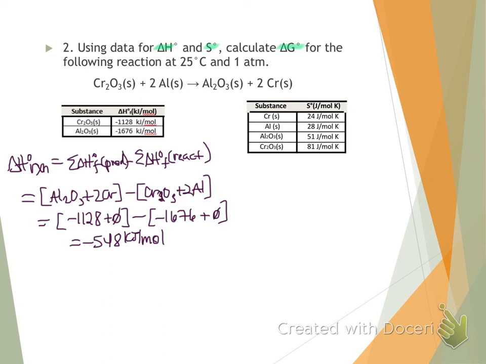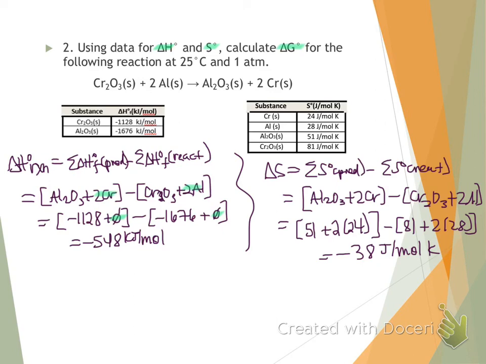So first, we need to solve for our delta H of reaction using products minus reactants, remembering that our elements in their standard states are 0. We get negative 548 kilojoules per mole. Next, we needed to solve for our delta S. This is also going to be products minus reactants, but now our elements are not 0. We'll be using all those values from the table, and we find that our delta S is a negative 38. So we have an exothermic reaction, which is favorable, but a decrease in entropy, which is not favorable.